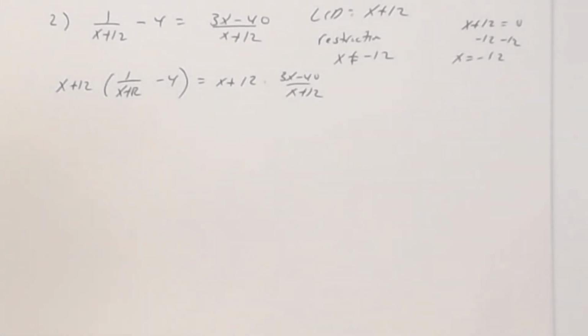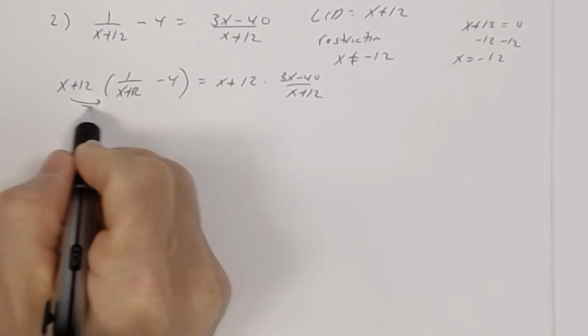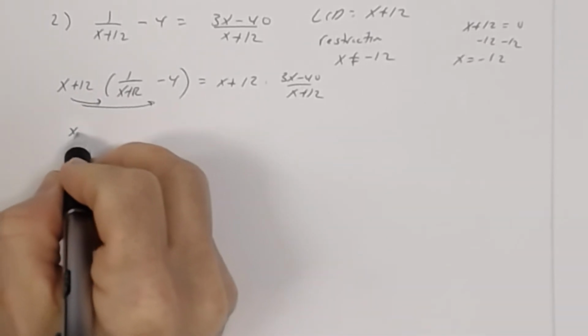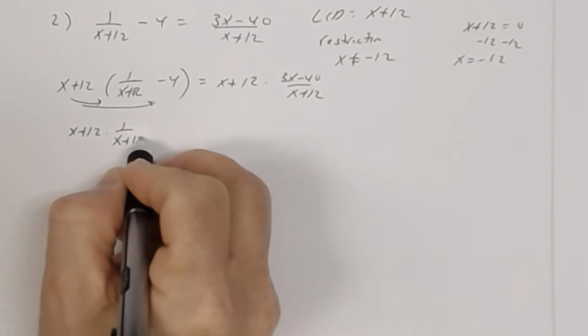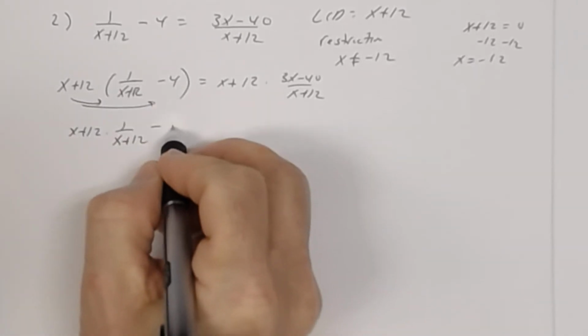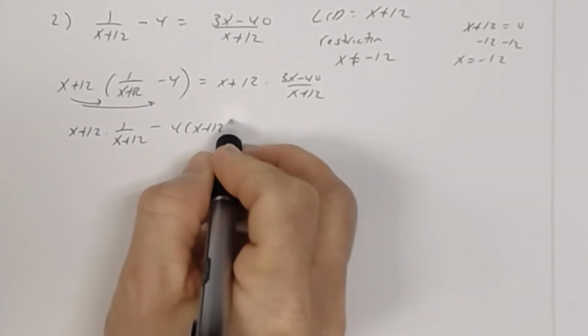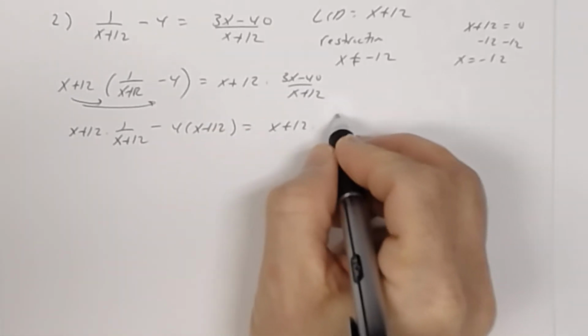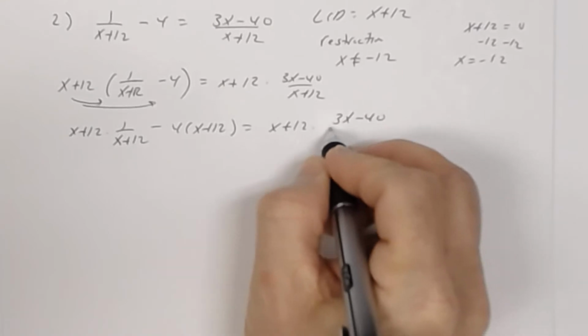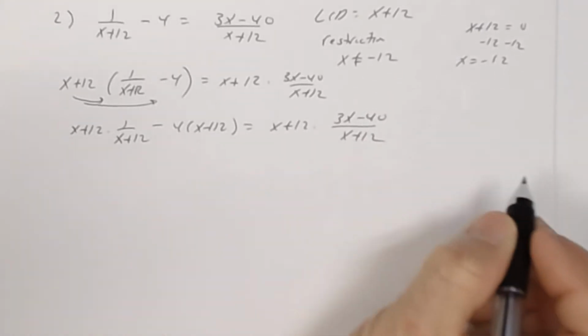Okay, now the next step is to go ahead and distribute. And so I get x plus 12 times the first rational expression, minus 4 times x plus 12. Equal, and let's go ahead and rewrite this over: x plus 12 times 3x minus 40 divided by x plus 12.